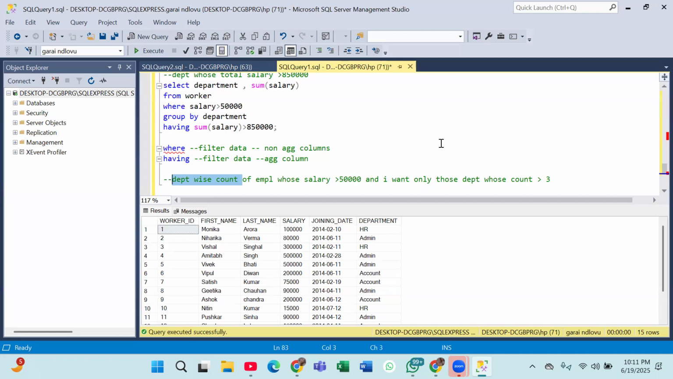Okay, Ria, you also. You have written count of worker ID. Either use count star in both the places or use count worker ID in both the places. Other things are correct. Yes, Souvik, your answer is correct. Good.